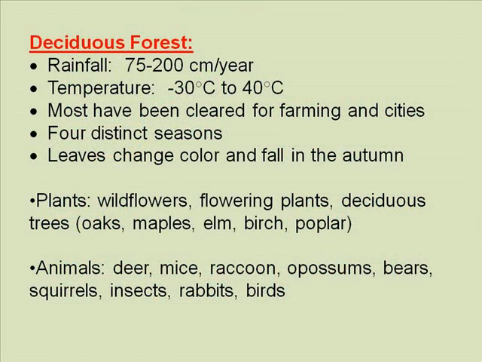The next biome is the deciduous forest biome. Rainfall here is anywhere from 75 to 200 centimeters per year. Temperatures can range from below 0 to above, say, 40 degrees Celsius. Most of your deciduous forests have been cleared for farming and cities, and the way to recognize a deciduous forest, the biome is named for the deciduous trees. Deciduous trees have leaves that change color and fall off of the tree during the autumn. Your deciduous forest also has 4 distinct seasons: spring, summer, winter, and fall.